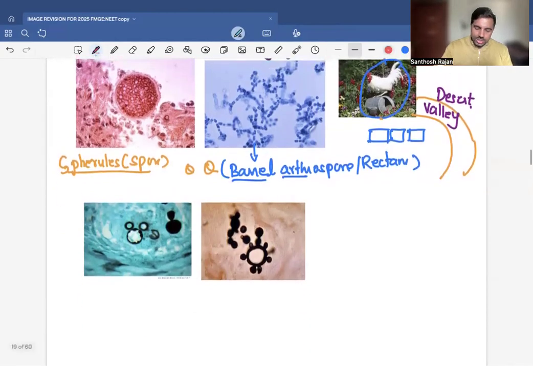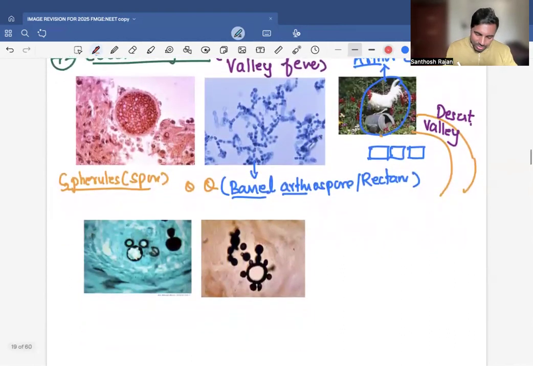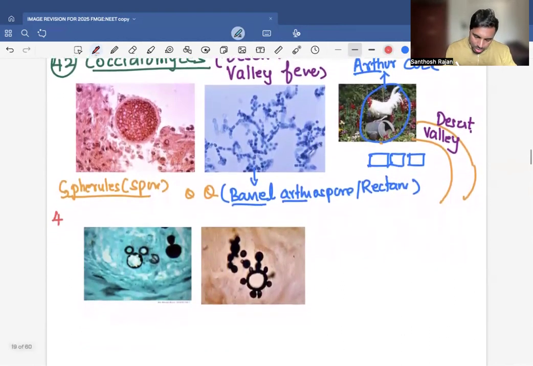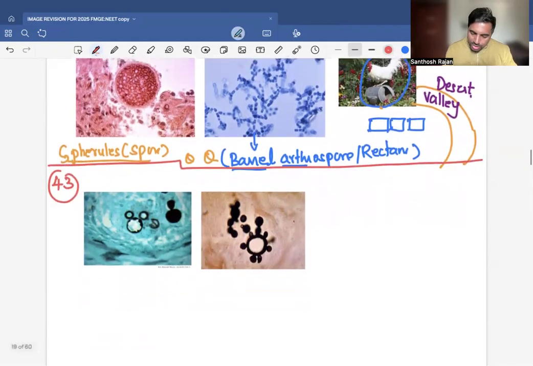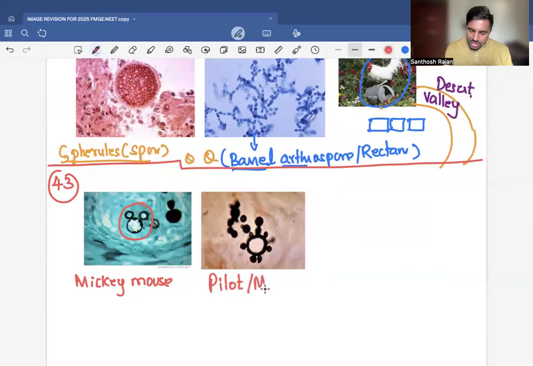Now, next picture. You know this one very well, because of the Mickey Mouse you can see. Here you can see two important shapes. This is Mickey Mouse. And this one looks like a cartwheel, right? Cartwheel. So we call it the pilot's or mariner's cartwheel appearance.